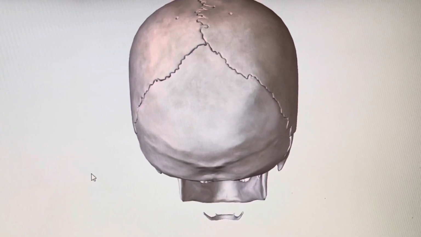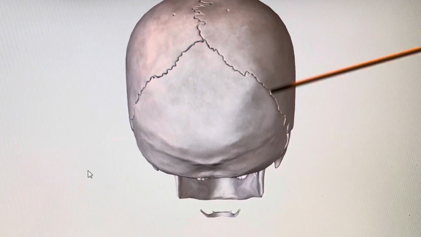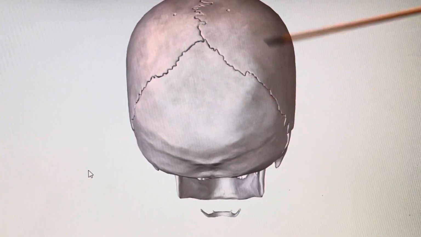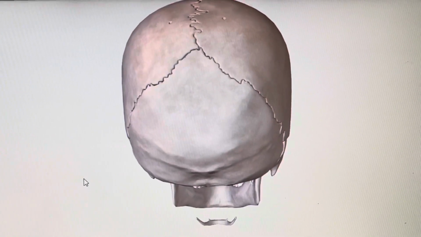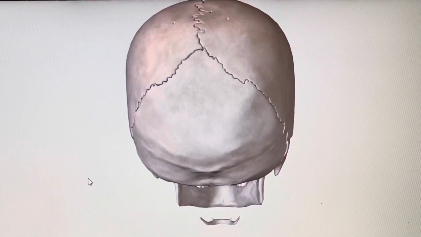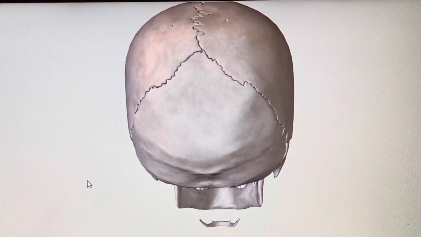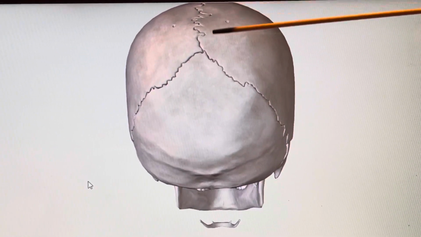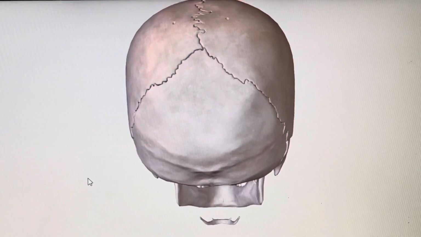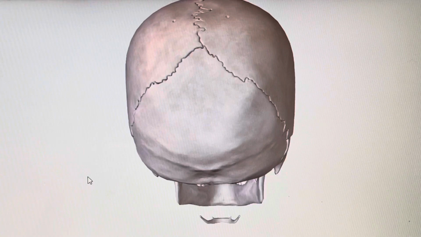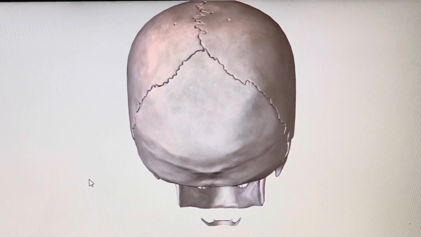There are also sutures. These are immovable joints between the skull bones. We have two main sutures. We have the parietal, and we also have the coronal suture, which we will identify once we turn the skull around.